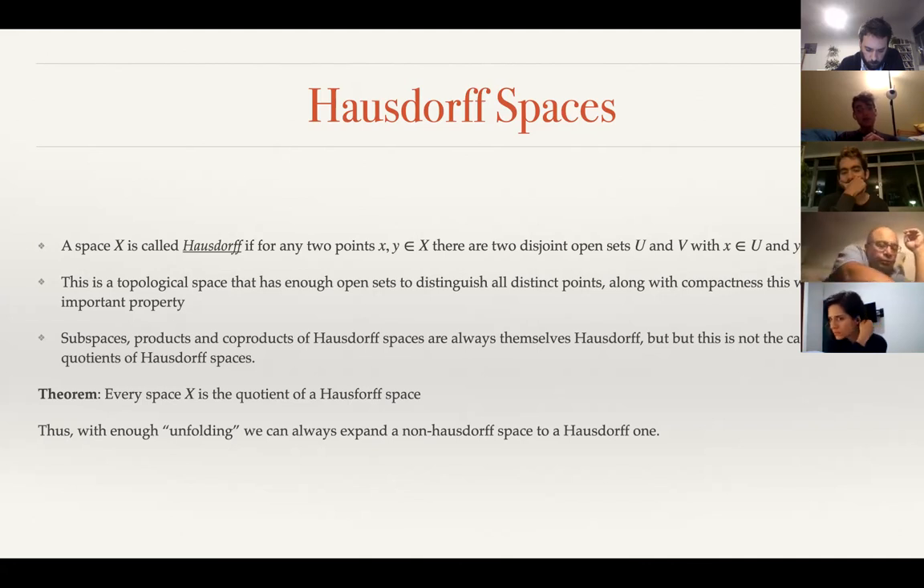We have one nice thing about Hausdorff spaces. They are closed under subspaces, products, and coproducts, which means that if I take a subspace of a Hausdorff space, it's Hausdorff. Same thing with products, same thing with coproducts, but not true for quotients. Quotients are basically gluings by surjections. If anything is mapped to the same thing, then it's going to be the same point. So we're gluing the space together.